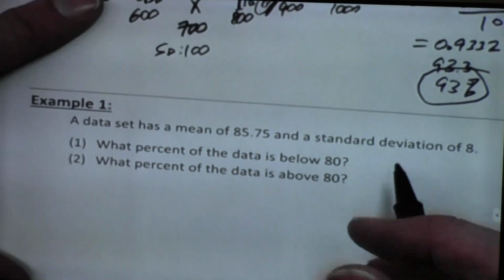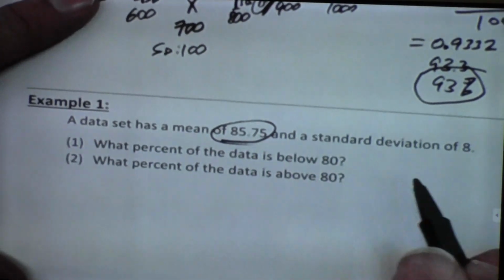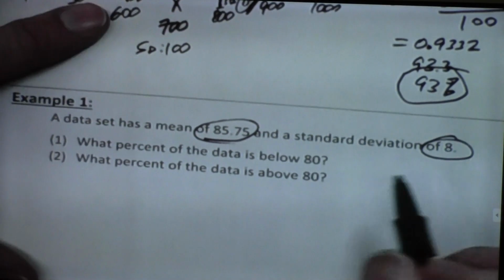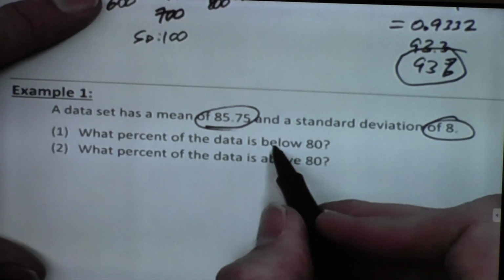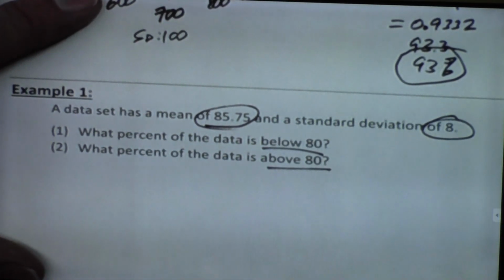Okay, let's do that with this. A data set has a mean of that and a standard deviation of 8. What percent of the data is below 80, and what percent is above 80?